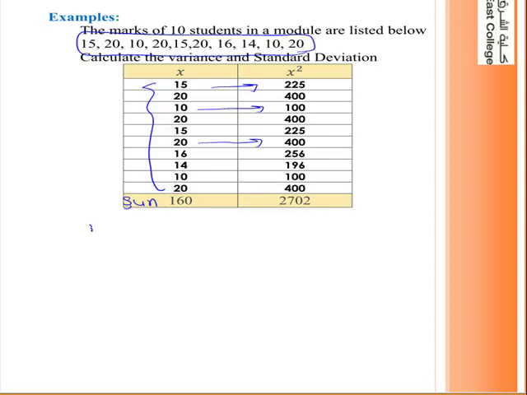To find the variance, I need to find the mean first. So mean is equal to the summation of your values divided by n. The summation of x according to our values is equal to 160. And how many data do we have? We have 10 students, marks of 10 students. So let's substitute. It will be equal to 160 divided by 10, which gives you 16.